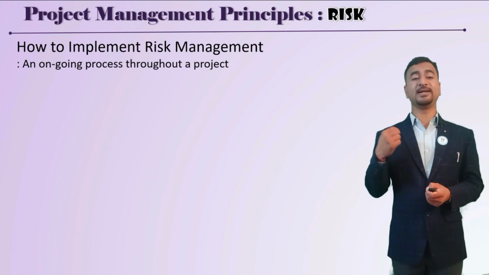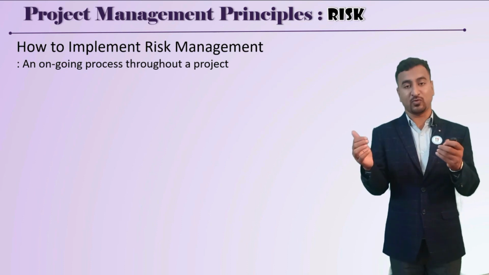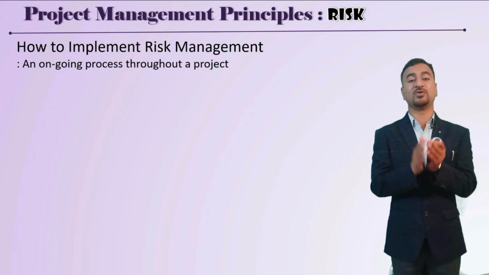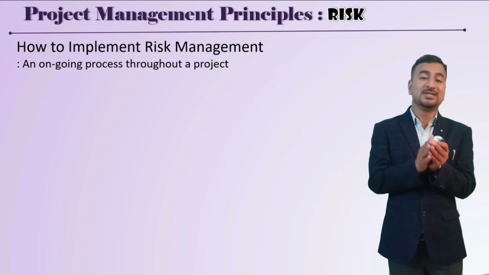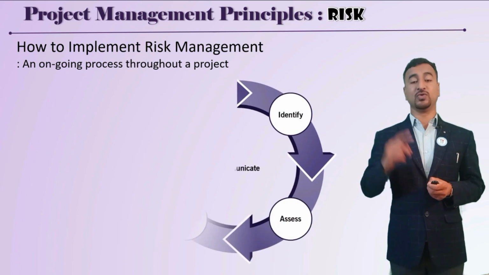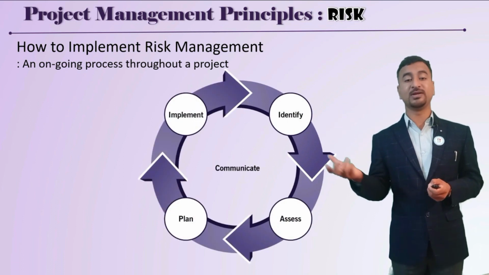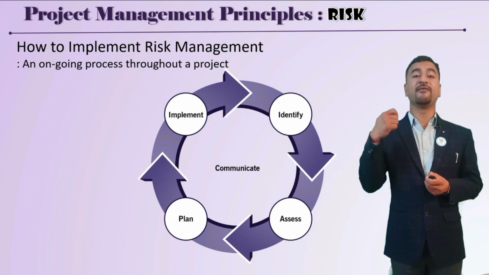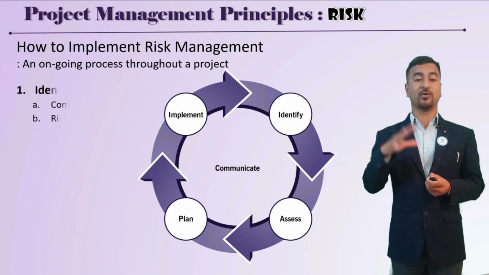Now how to implement risk management? It is an ongoing process throughout the project life cycle. It's not that you can do risk response and risk management at the beginning of the project and then not again. You do it throughout the project life cycle. You identify the risk, then assess the magnitude of the risk, then plan how you're going to address that risk, and finally implement that risk response strategy. And the fifth one is communicate throughout the horizon.